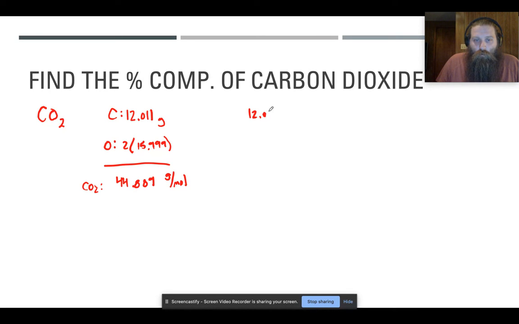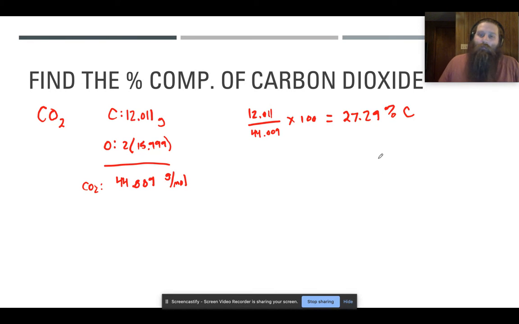So again, 12.011 divided by 44.009 times 100 gives me 27.29% carbon. Now, let's be smart. We know they have to add up to 100. We know we only have oxygen left, so we could just say 100 minus that answer is going to be the percent oxygen, which would tell us 72.71% oxygen. I just did 100 minus that number right there.